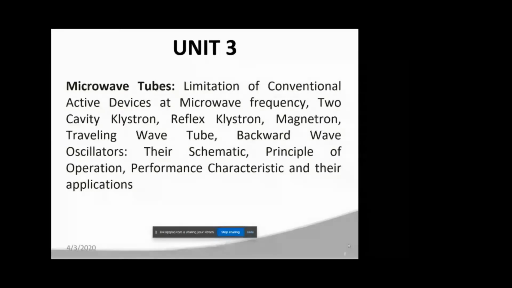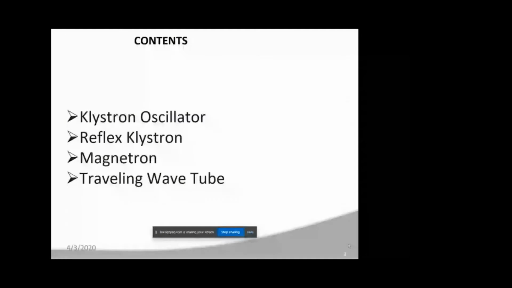We'll start with this. As we discussed, in this unit we'll cover the klystron oscillator, that is the two cavity klystron, reflex klystron, magnetron, and traveling wave tube. Their construction, principle of operation, working, applications, and the various characteristics.